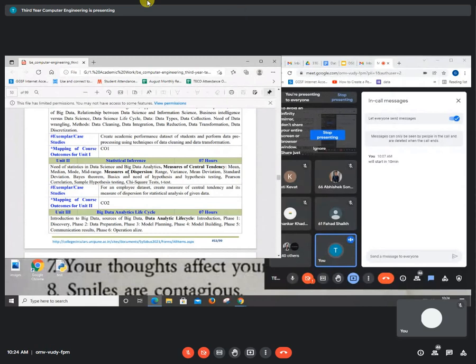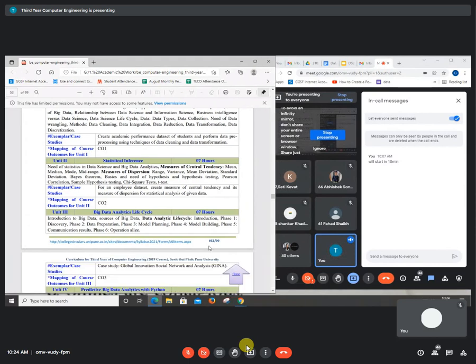In the measure of dispersion, we have to find out the range of certain values, variance, mean deviation, standard deviation, Bayes theorem, and the need of hypothesis. Sometimes we have to find out true, false, true positive, true negative, on the basis of certain hypotheses on the data. Then we have to test whether that hypothesis is correct or incorrect. That also we have to see in our data set.